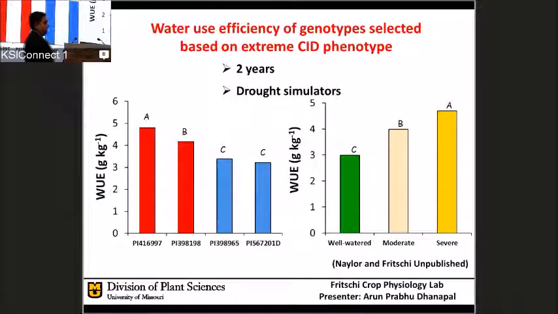As we selected the genotypes based on the CID, here you can see how they perform. These two lines with the red bars are the lines selected for low CID, which showed higher water use efficiency. And these two lines are for higher CID, which showed low water use efficiency. The graph on the right is a check for us to see whether what we have done is right. So these genotypes under water limited conditions showed higher water use efficiency, which is what is important for us.